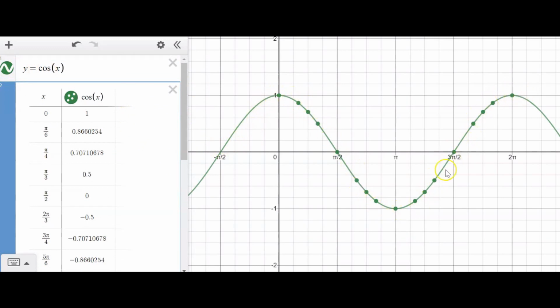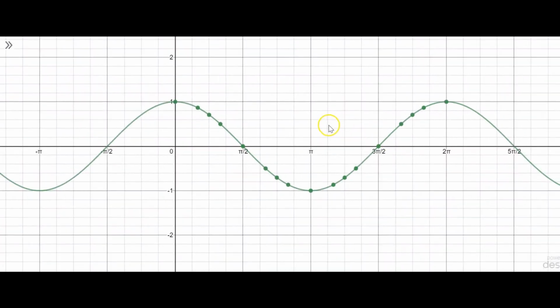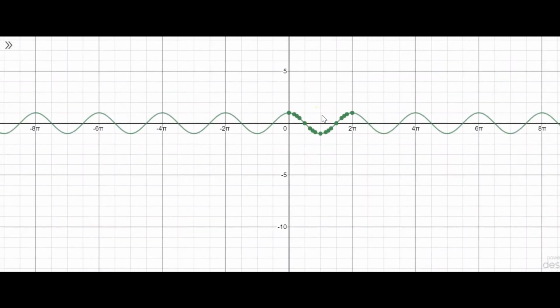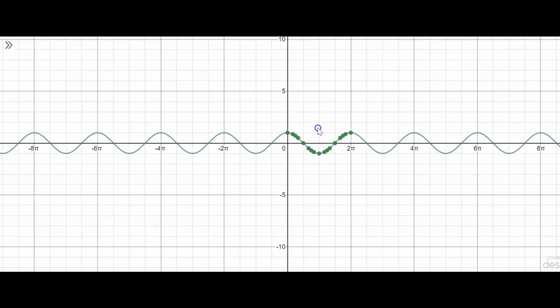Now, you may think to yourself, wow, cosine looks a lot like sine. It is. It's also a sine wave. Cosine is a sine wave. In fact, it is the same as sine, just shifted to the right a little bit, okay? So if we zoom out here, you can see that just like sine goes up, down, up, down, up, down, up, down, up, down, up, down, cosine does the exact same thing.